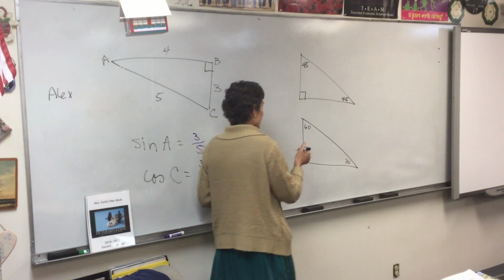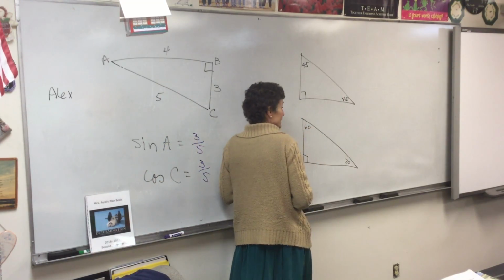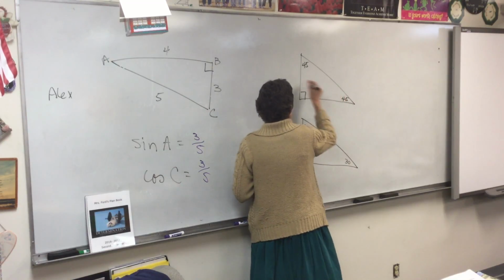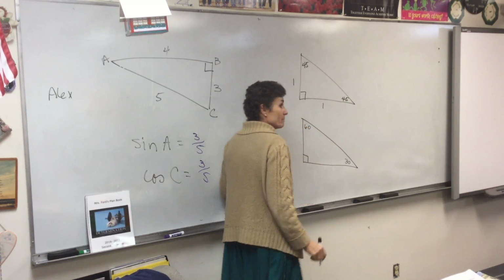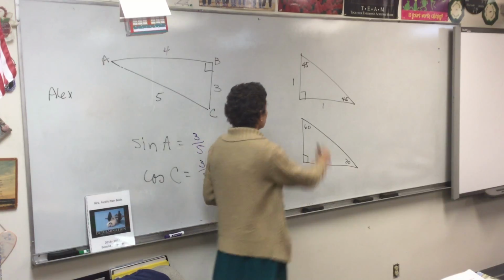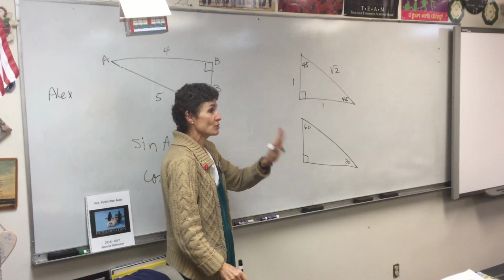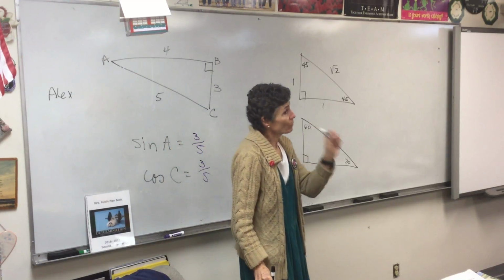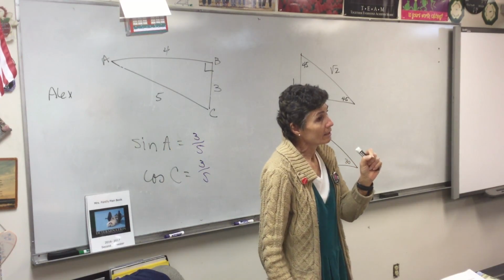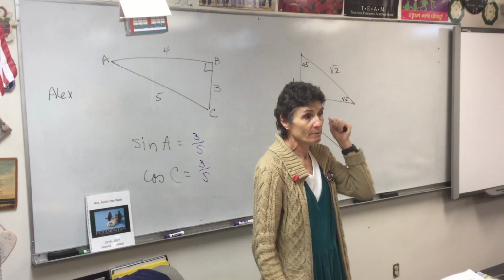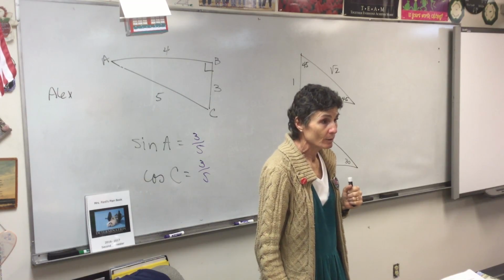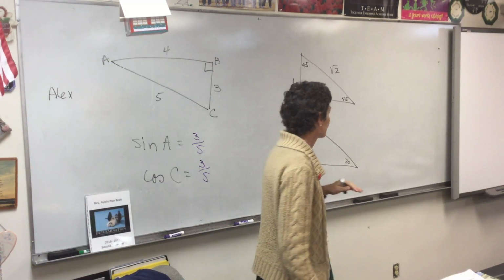You need to memorize that in a 45, 45, 90, across from the 45s will be 1s, and the hypotenuse is root 2. That isn't going to change. Every 45, 45, 90 triangle you draw in trigonometry land will be 1, 1, root 2. Okay, period. We're going to memorize that.